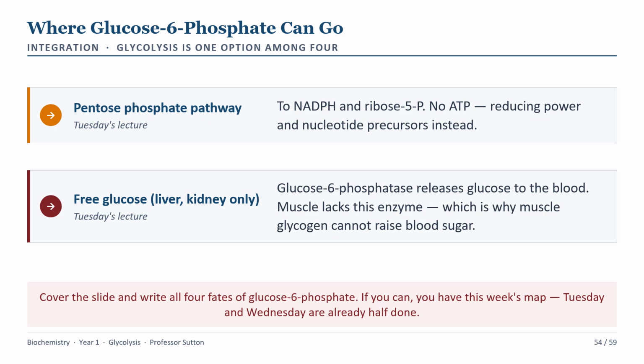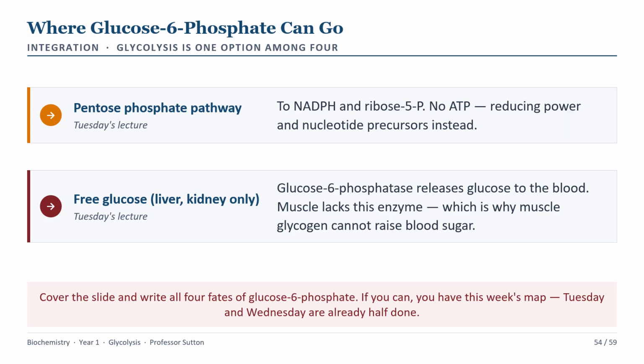Okay, glucose 6-phosphatase exists only in liver and kidney. Muscle does not have it. That is why muscle glycogen can supply the muscle itself, but can never raise your blood sugar. The muscle physically cannot release free glucose. And the disease attached to that enzyme is von Gierke disease, glycogen storage disease type 1.